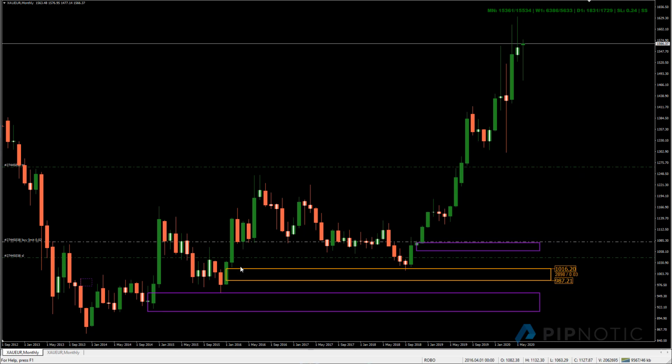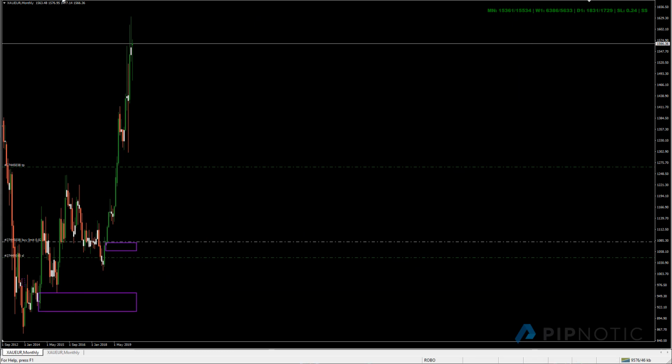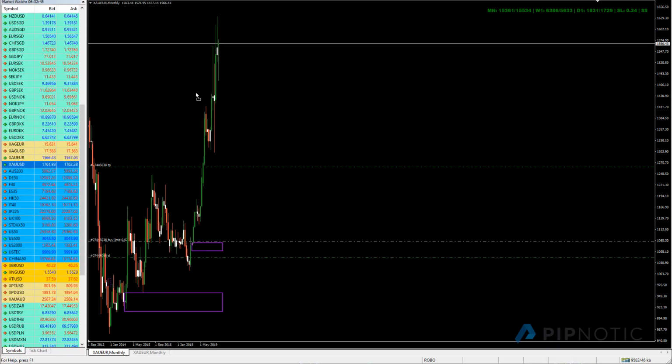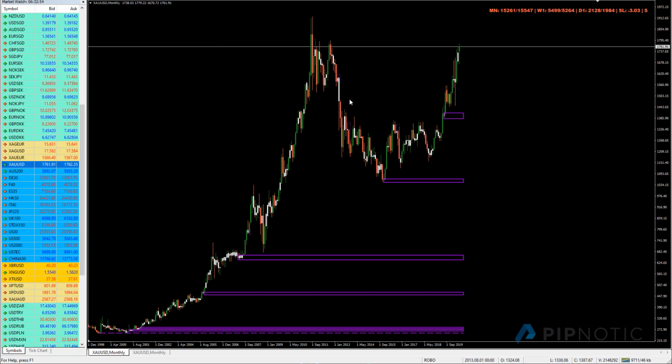We've got one more pair. Let me remove all these. Okay, now we have silver, American dollar, probably relatively similar. And so we had a lot of testing of this area. The origin of the move that caused price to wriggle above it is here.